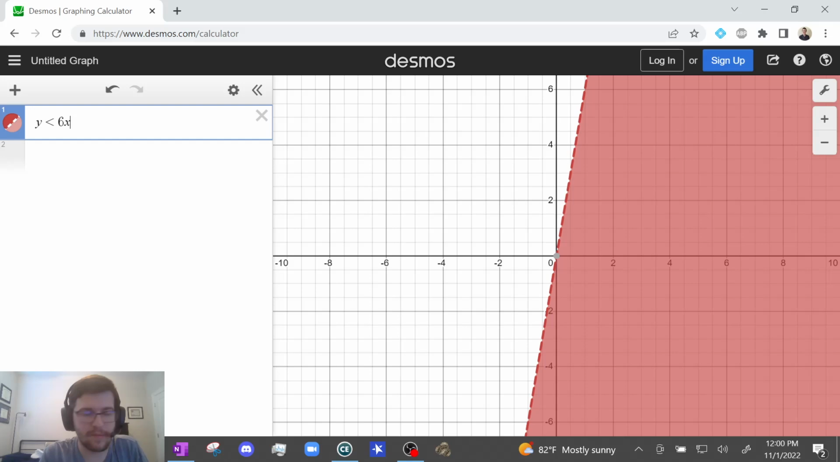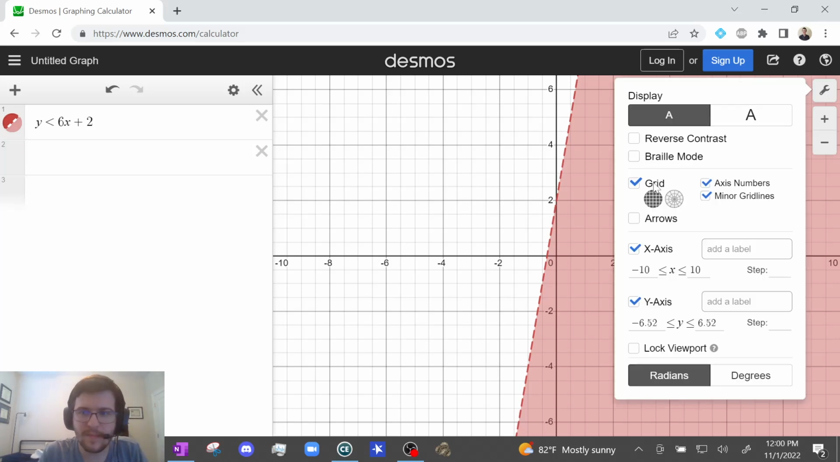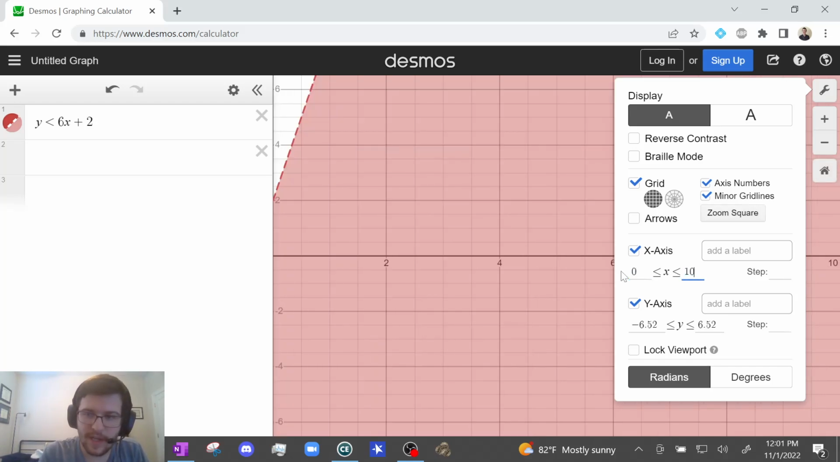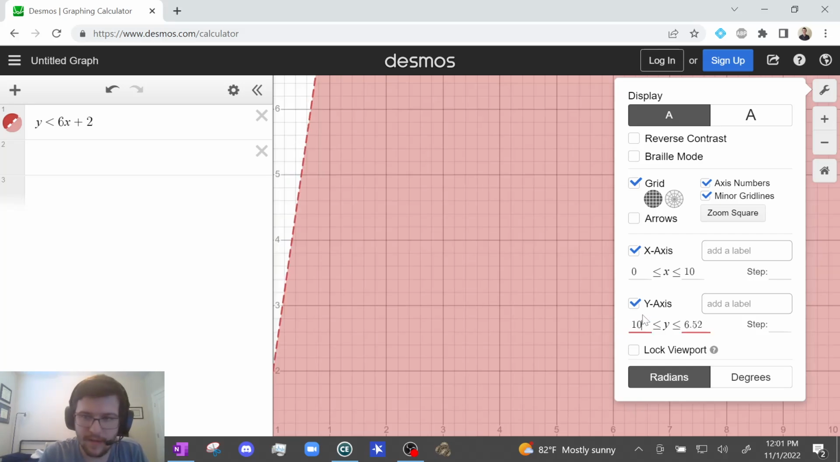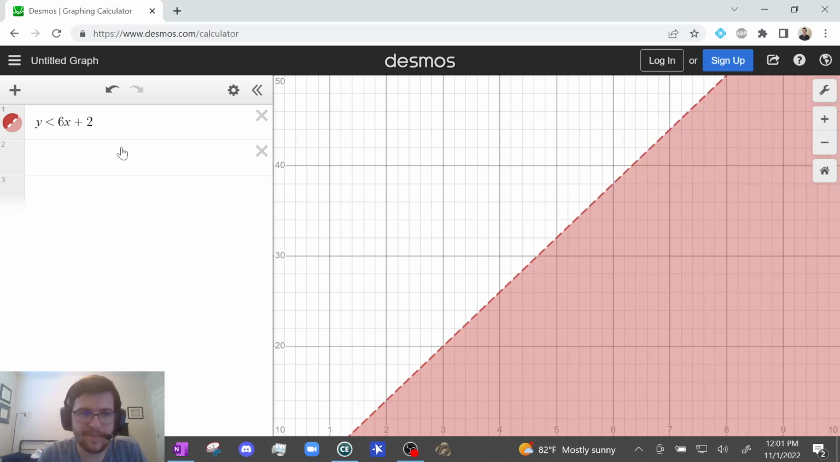You could guess and check the points algebraically, but that might be a little bit more work. So y is less than 6x plus 2. And then x from 0 to 10. And then, what did I say? y from 10 to 50. All right, that looks really good. So you could just kind of inspect it, or you could plot them if you can't see it.